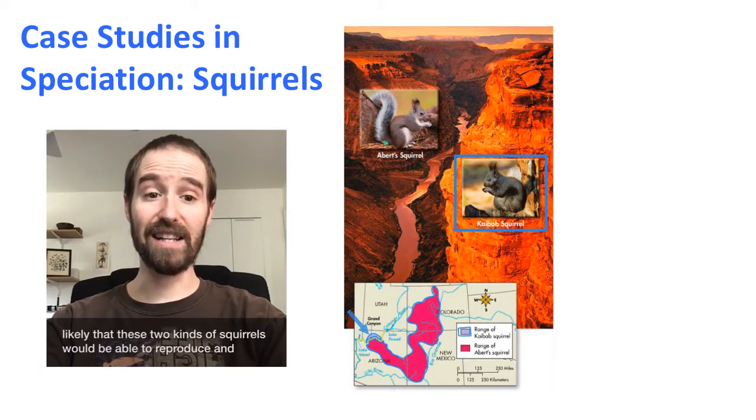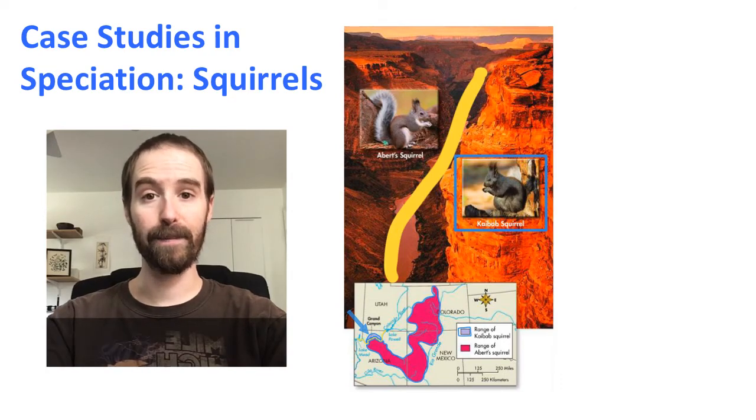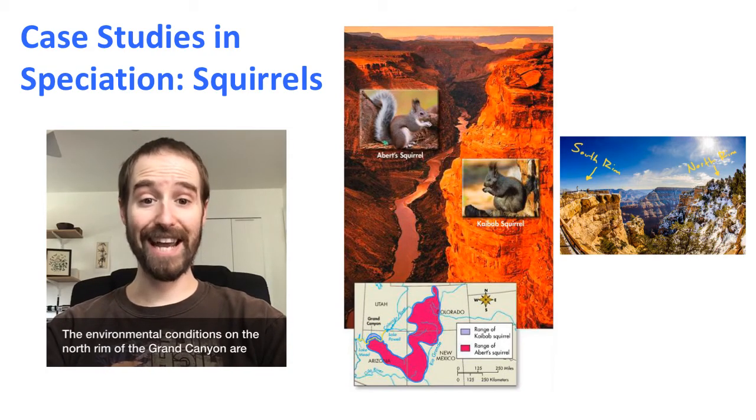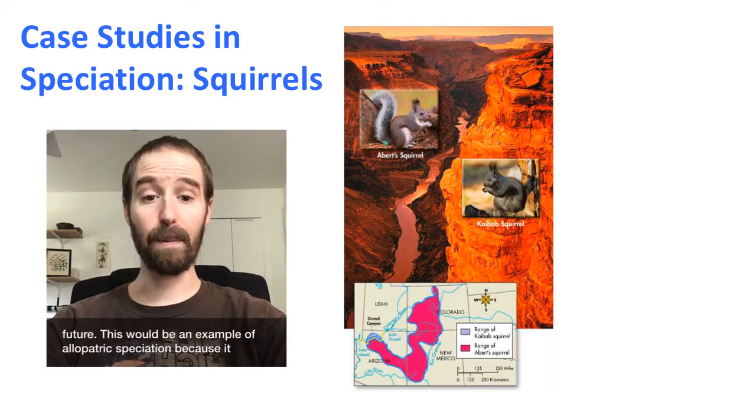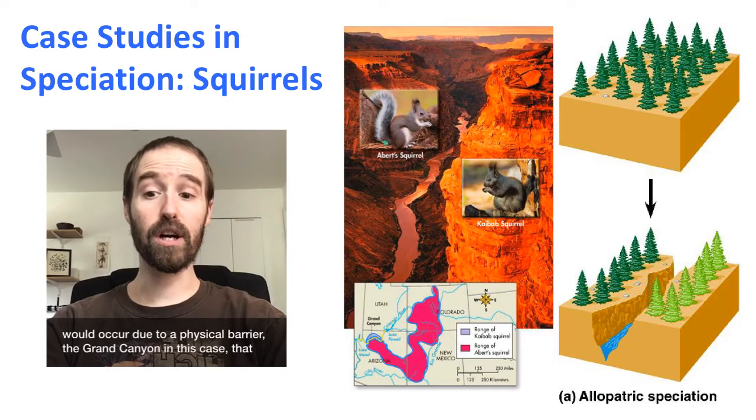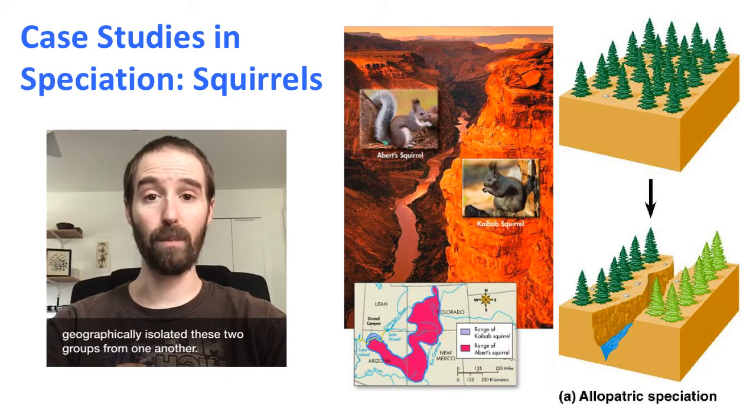This means that it is very likely that these two kinds of squirrels would be able to reproduce and make fertile offspring. But these two groups are reproductively isolated from one another by the vast expanse that is the Grand Canyon. The environmental conditions on the north rim of the Grand Canyon are pretty different from those on the south rim, and that means that these two groups are subject to different selective pressures. Over time, this means that natural selection will cause these two groups to evolve differently, and it is likely to result in speciation at some point in the future. This would be an example of allopatric speciation, because it would occur due to a physical barrier, the Grand Canyon in this case, that geographically isolates these two groups from one another.